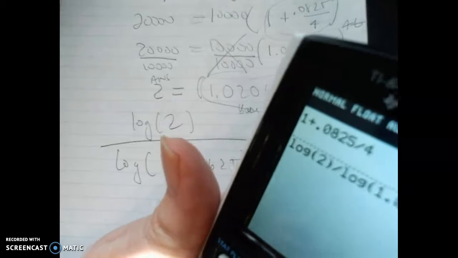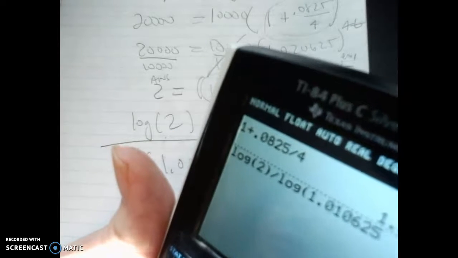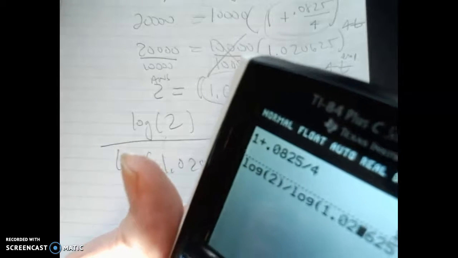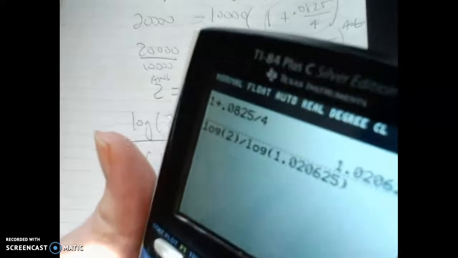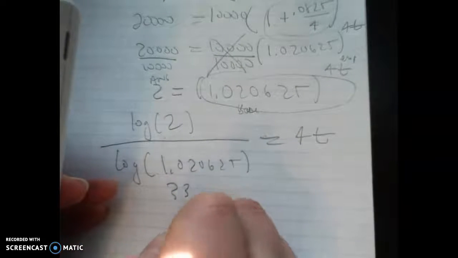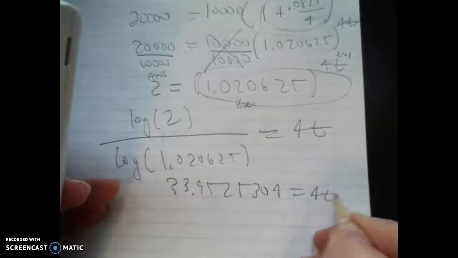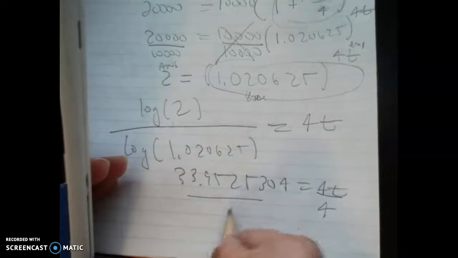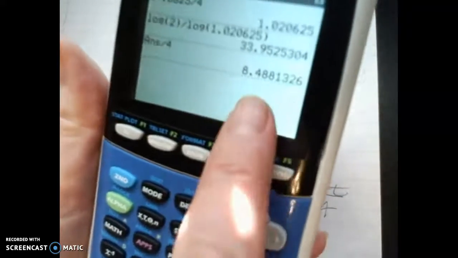So, 1.020625. I think I typed that in right. Nope, I did not. There should be a 2 there. So I write 1.020625, and I hit enter. So I get 33.95. And again, you don't round until the very end. So that's what 4t is. I just have to divide that number by 4 because I want to figure out what time is. So I'm going to divide by 4, and I get this.